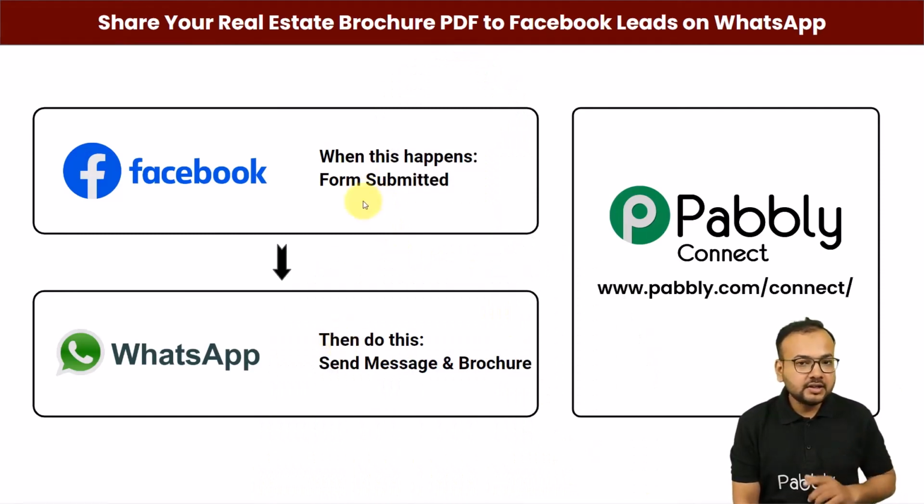Here, as and when your lead submits your Facebook lead generation form, the message will be delivered to that person automatically with your business brochure. To make this happen, we are using Pabbly Connect, which is going to integrate Facebook with WhatsApp. And the best part is anyone can set up this automation very easily without any coding skills. So now let's set up this automation together.